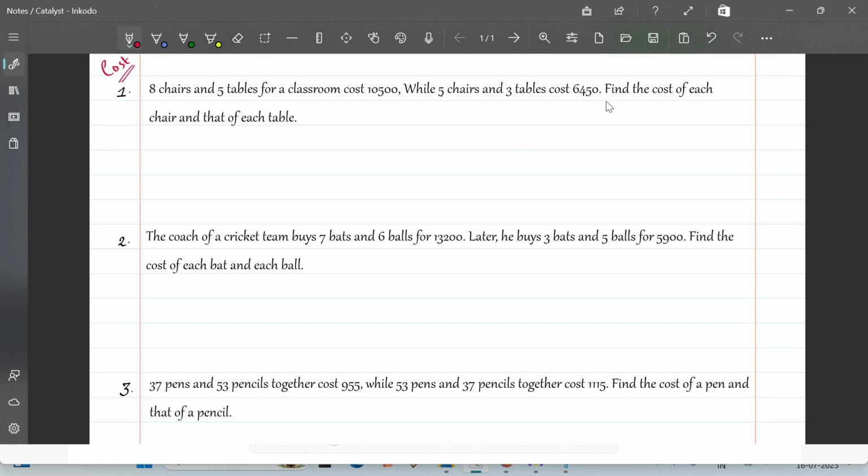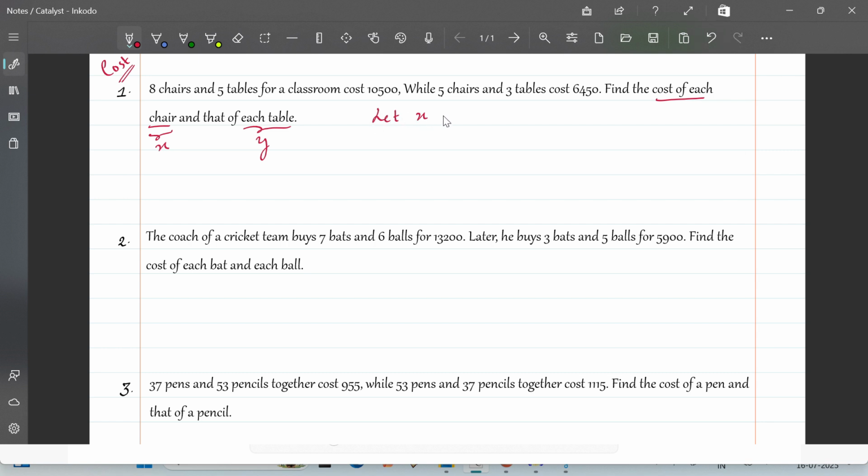Fine. So see here, at the end of the question, they'll ask you to find something. That something itself you have to assume as the unknown. Find the cost of each chair and each table. So the cost of each chair, we will take as x, and the cost of each table, you will take as y. Understood? You will have to write it like that.